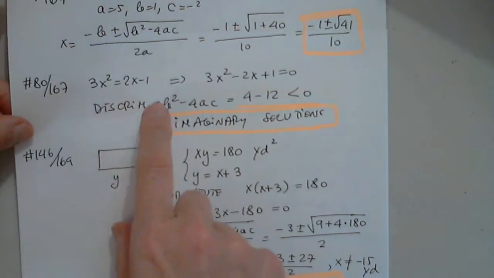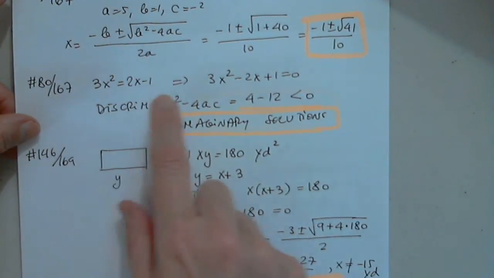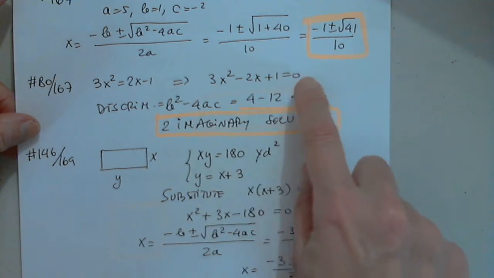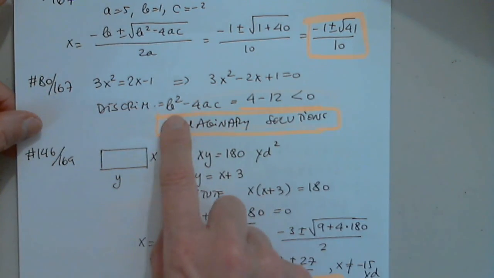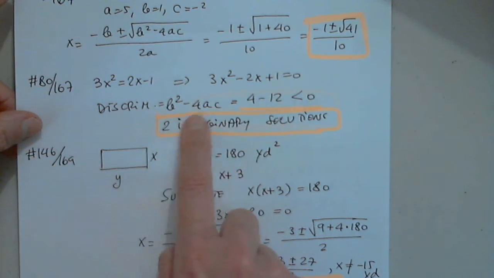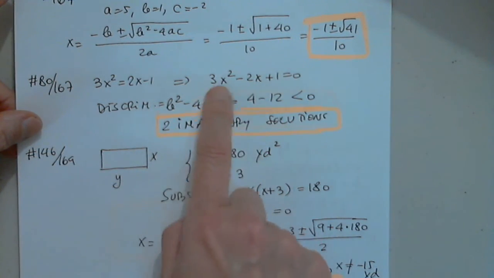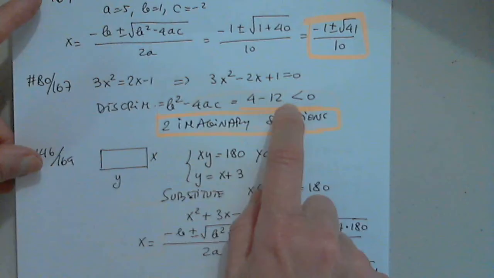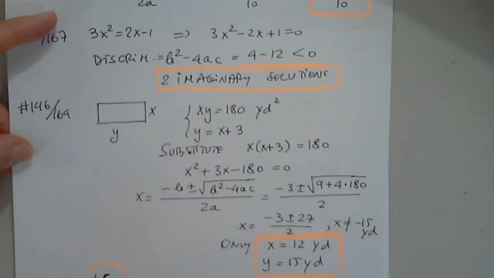The discriminant is only obtained after we set the equation in descending order equal to 0. And this is it, b squared minus 4ac. So b squared is 4, minus 4ac is negative 12. This is a negative number, which means 2 imaginary solutions.